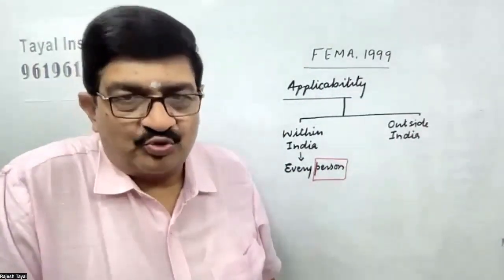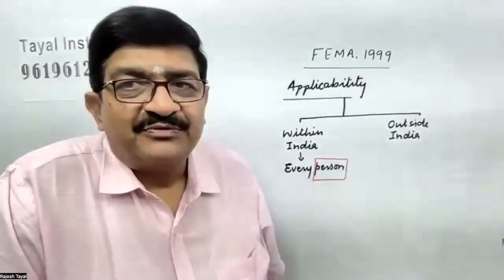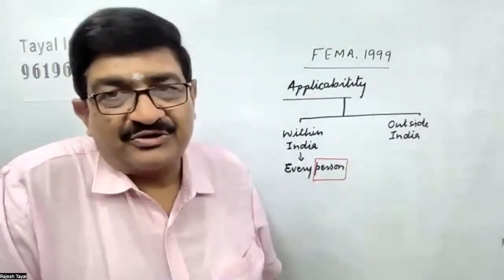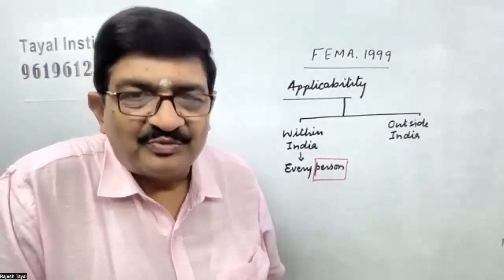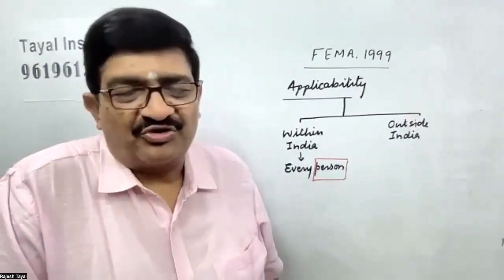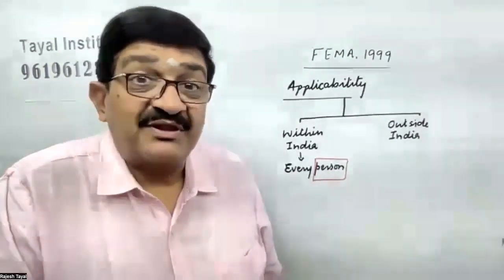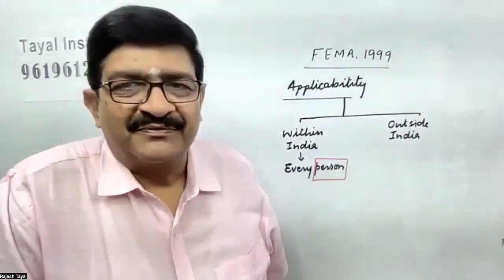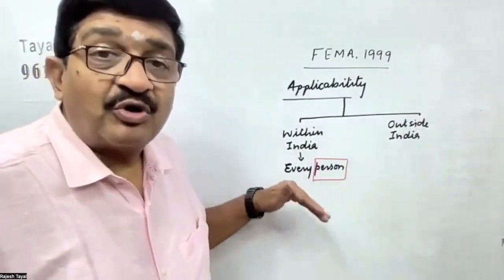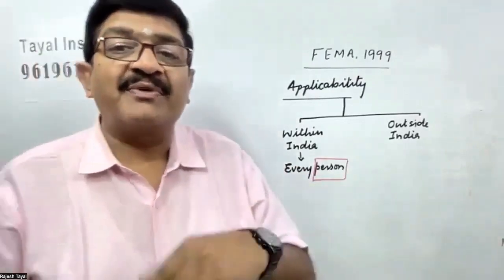Person resident in India: Section 2, clause (u). Individual, HUF, firm, company, any legal entity created in India, whether registered or not, and every other person not covered above. So every person, whether he is a citizen or not, whether he is a resident or not, as long as he falls within the category of person, and if it is in India, the provisions of FEMA are applicable to him.